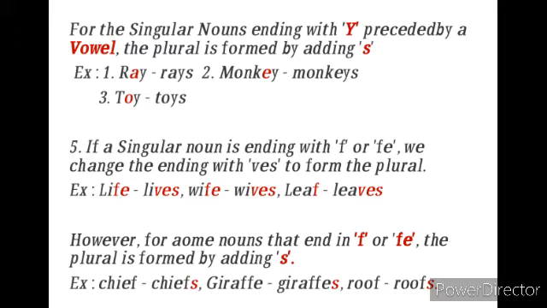If a singular noun is ending with F or FE, we change the ending to VES to form the plural. However, for some nouns that end in F or FE, the plural is formed by adding S. So it's not necessary that every word which is ending with F or FE should be given VES to make it plural. There are certain words ending with F or FE for which we can add simple S to make it plural. Example: chief, chiefs, giraffe, giraffes, roof, roofs.